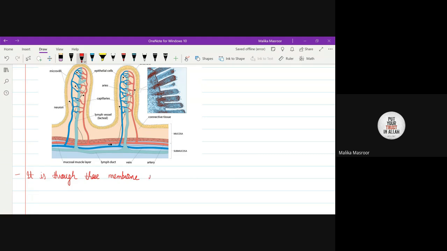That glucose, amino acids, fatty acids, glycerol, vitamins, minerals, ions, and water are absorbed.